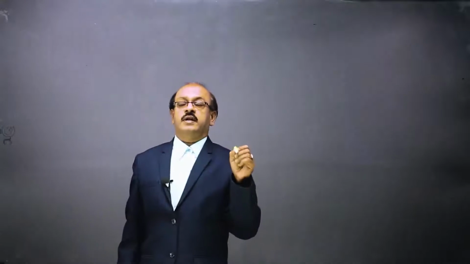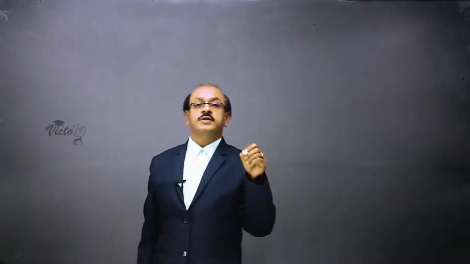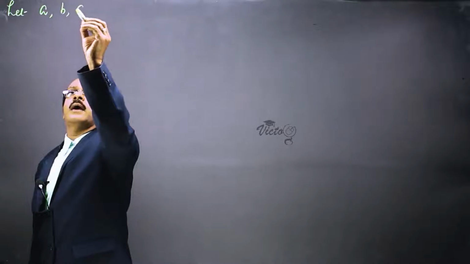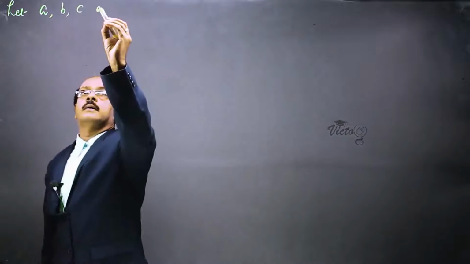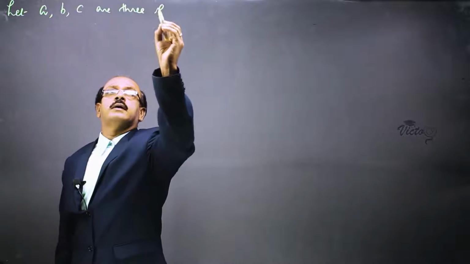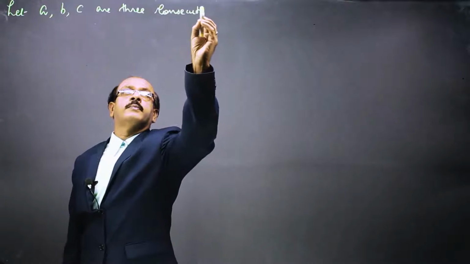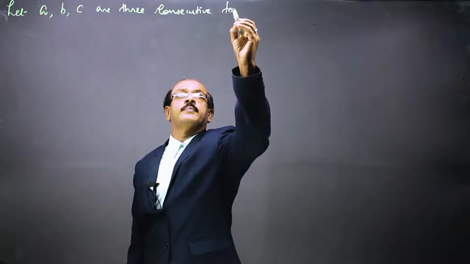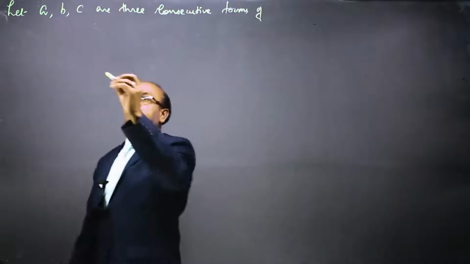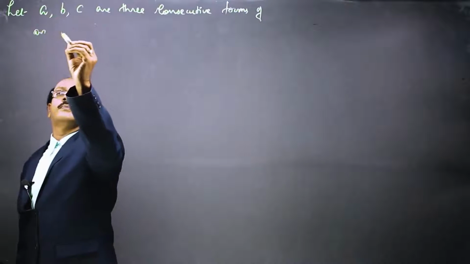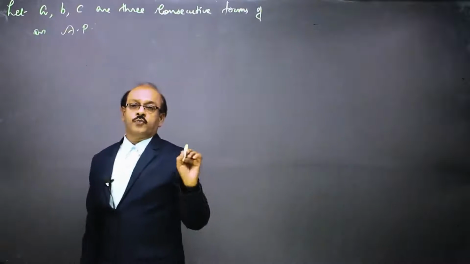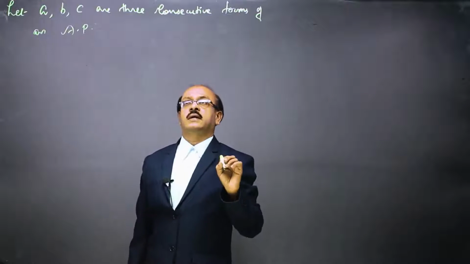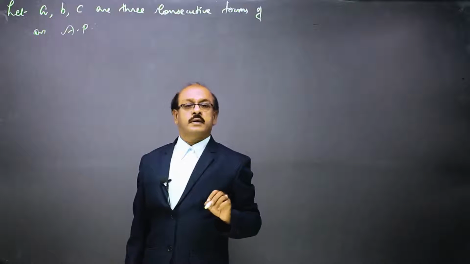Let us see one condition. Let us derive one condition from an arithmetic progression. That is, let A, B and C be three consecutive terms of an arithmetic progression. AP is the short form of arithmetic progression. Let A, B, C be three consecutive terms of an arithmetic progression.